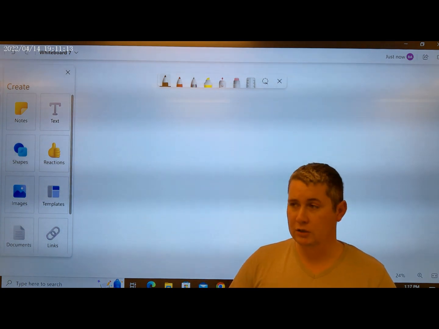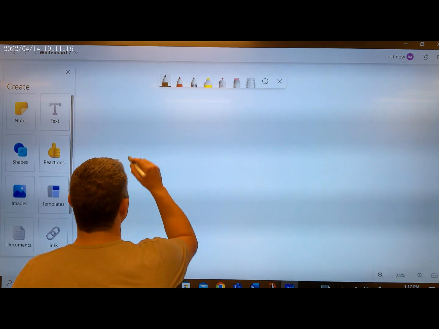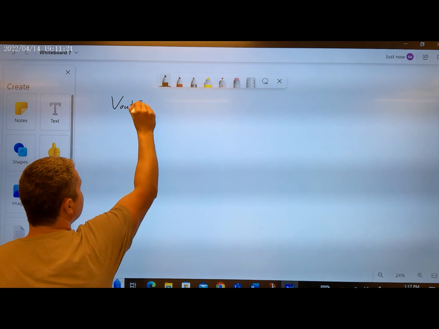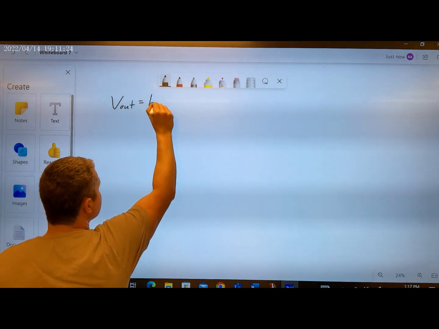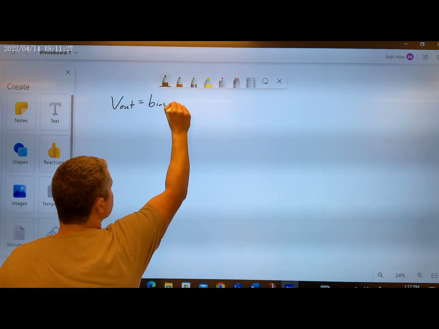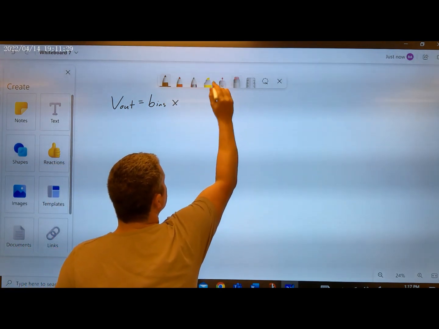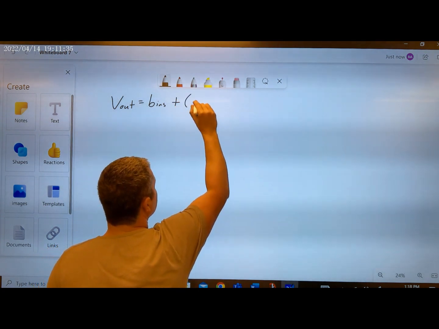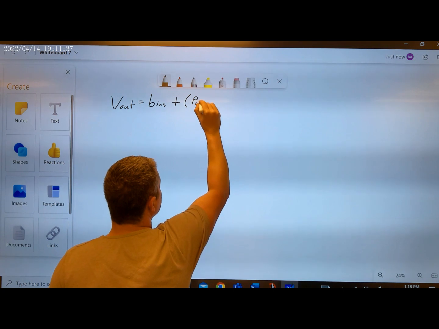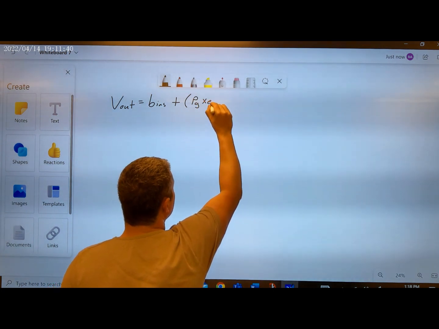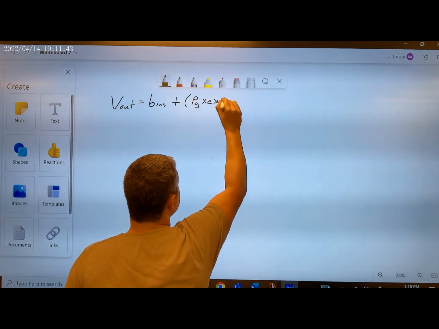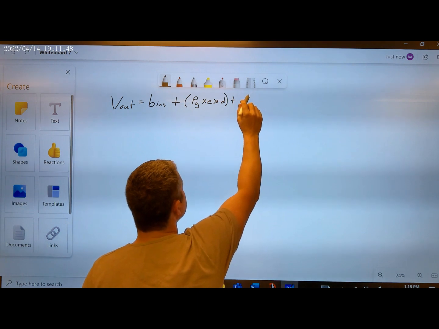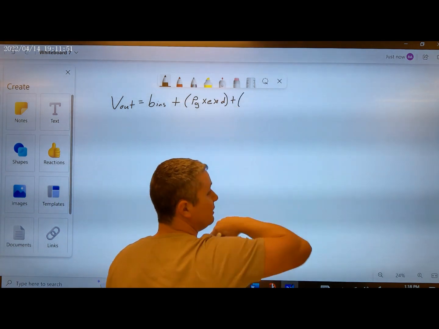Now, what does that look like for an equation? That is going to look like your V out is going to equal your bias, plus your proportional output, which is proportional gain, times your error, times your direction, reverse acting or direct acting, plus, now here's where we start something new.